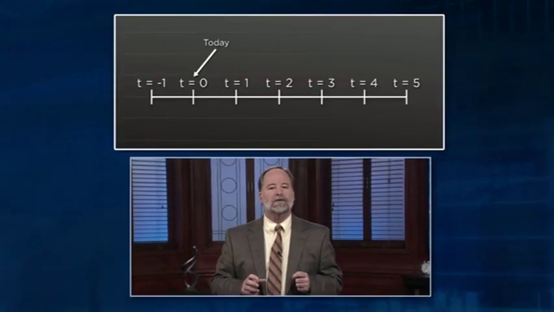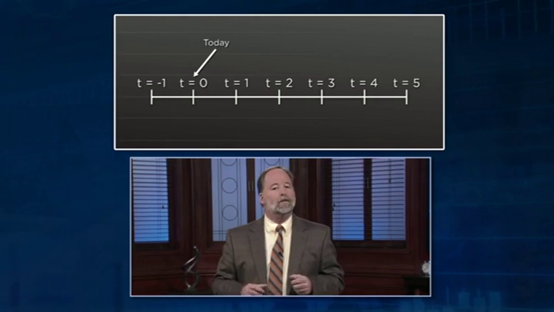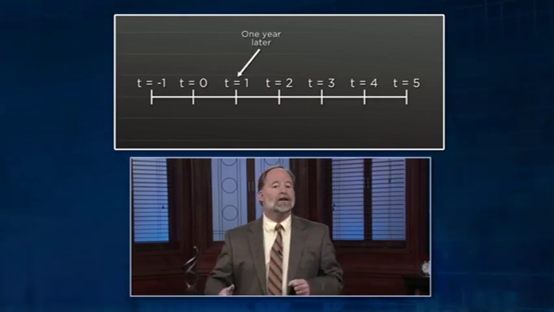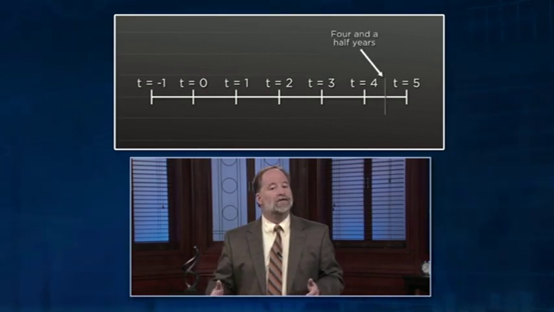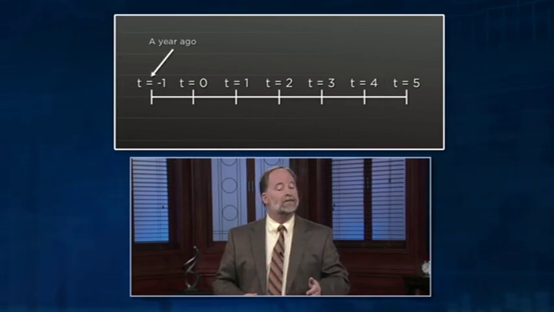This time value of money notion gives rise to two formulas. The first is the future value formula, while the second is the present value formula. In terms of the timing convention we'll use throughout the course, we will say that payments occur at specific times relative to the current period, which we will denote by t equals 0. We will count time relative to the current period in years. Thus, 1 year later is t equals 1, while 4.5 years from now is t equals 4.5. Exactly 1 year ago will be denoted t equals minus 1.